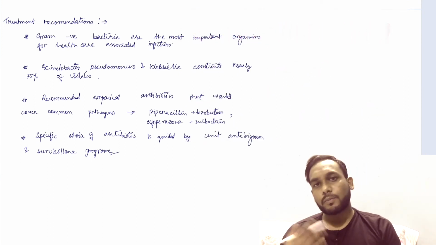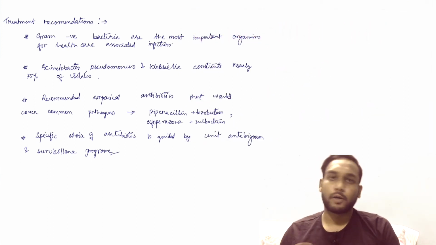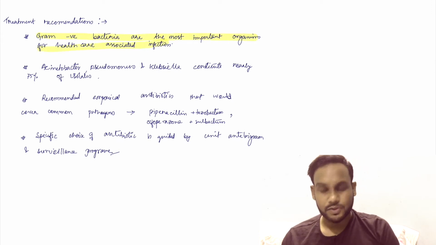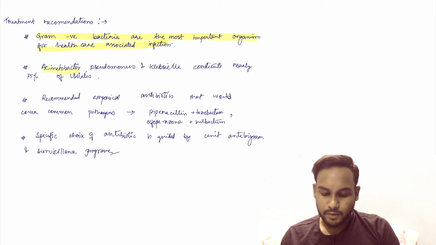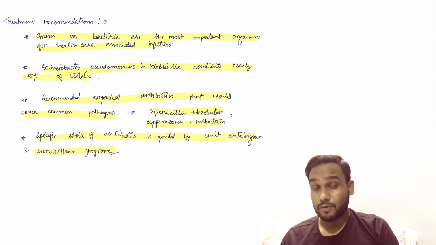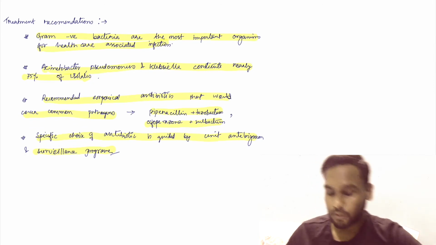Okay, before going to the protocols, let us see some of the treatment recommendations. Gram-negative bacteria are the most important organisms for healthcare-associated infections, and Acinetobacter, Pseudomonas, and Klebsiella constitute about 75% of the isolates. Remember. The recommended empirical antibiotics that would cover common pathogens are piperacillin and tazobactam, and cefoperazone and sulbactam. The specific choice of antibiotic is guided by the unit antibiogram and the surveillance system of your healthcare facility, so it may vary from place to place.